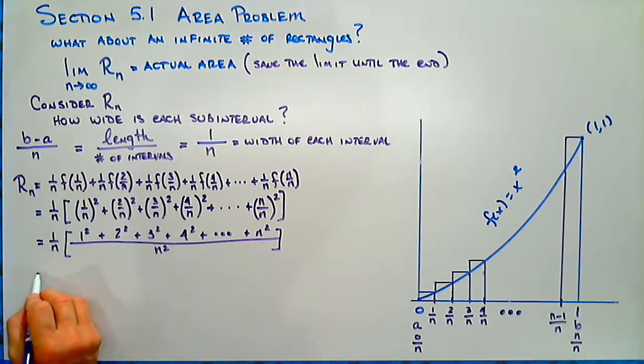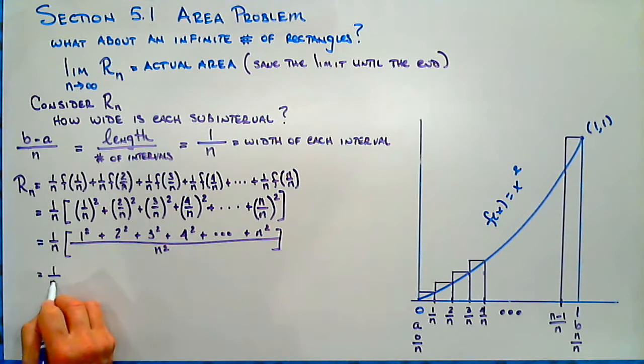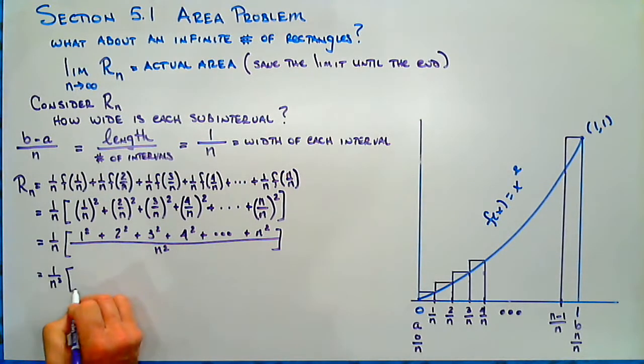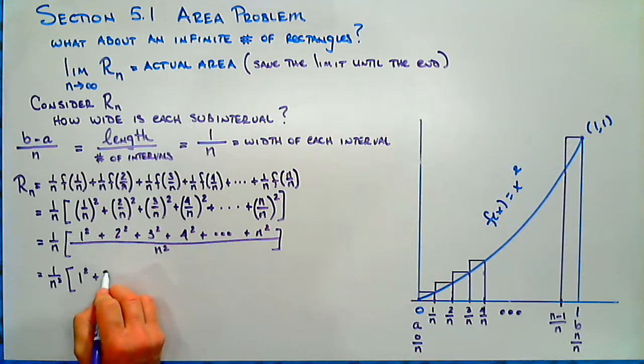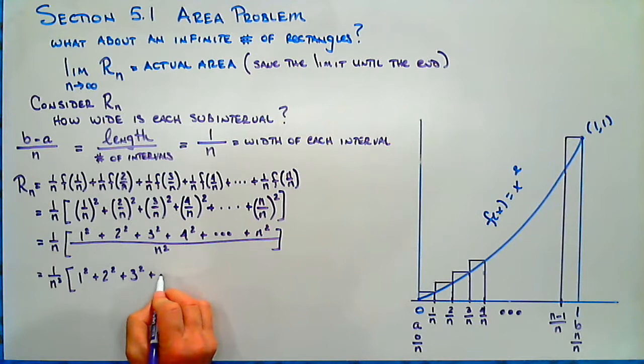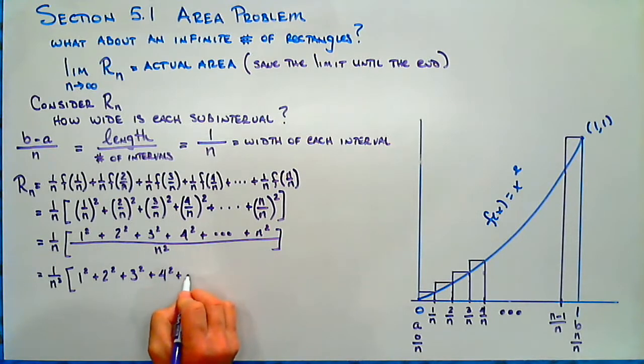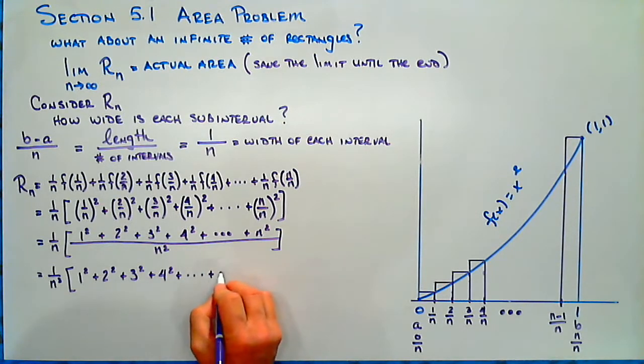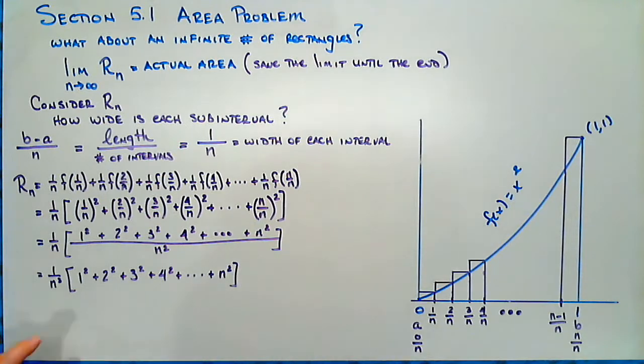So what does this look like? This looks like 1 over n cubed times 1 squared plus 2 squared plus 3 squared plus 4 squared plus ... plus n squared. Now, where did I get the n cubed? I factored the n squared out here. Now, again, we forgot the formula for this. I understand that.